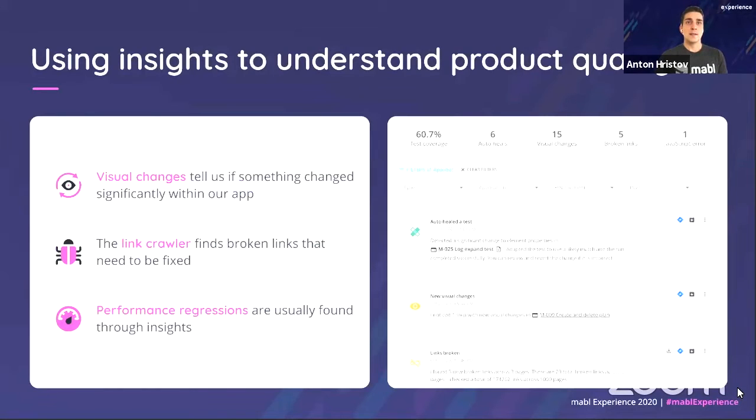We also tend to use insights. So mabl generates visual change insights that we can review to make sure that the visual changes are something that we intentionally made and there are no regressions. We use the mabl link crawler to identify any broken links that need to be fixed before the users click on them. And we also get performance regression insights when there is an anomaly in the testing time.